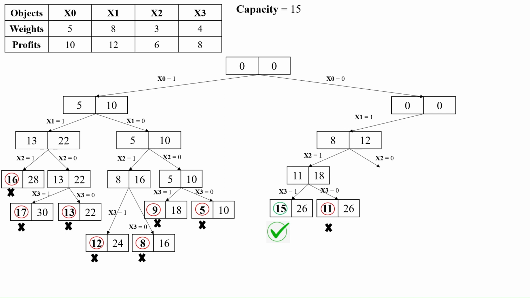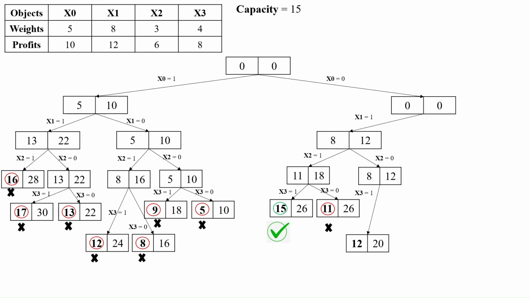As we discussed before, the data while we are not considering that particular object should be the same as the data in its parent node. That means 8 and 12 respectively. Now we will continue this process by considering the x3 object. The x3 object has a weight of 4 kgs and a profit of 8. Adding this weight to the weight part and profit to the profit part, the weight we got is 12 and profit is 20.